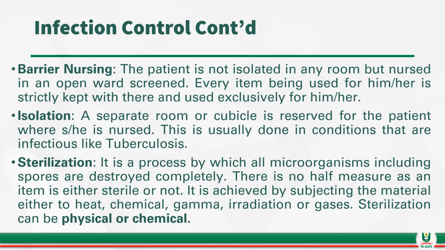Another means of controlling infection is sterilization, which is a process by which all microorganisms, including their spores, are destroyed completely. There is no half measure, as an item is either sterilized or not. It is achieved by subjecting the material to heat, chemicals, gamma radiation, or gases. Sterilization can be either physical or chemical.